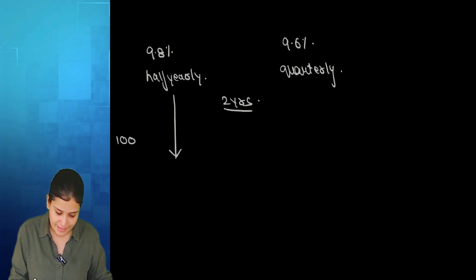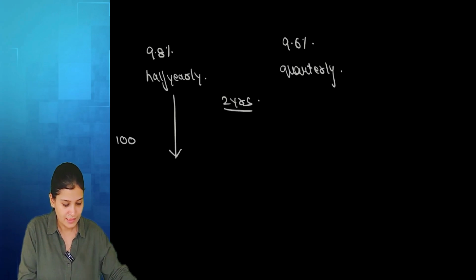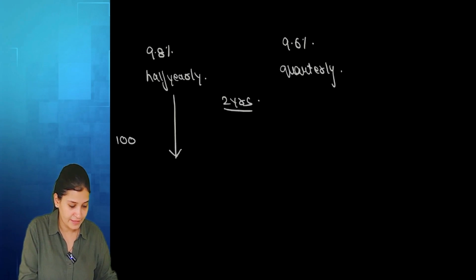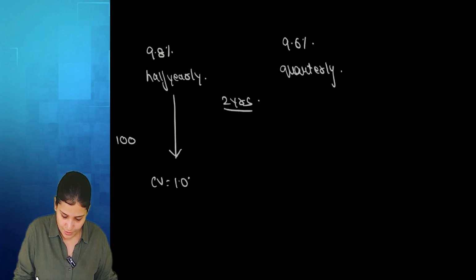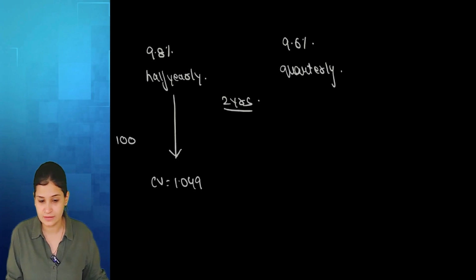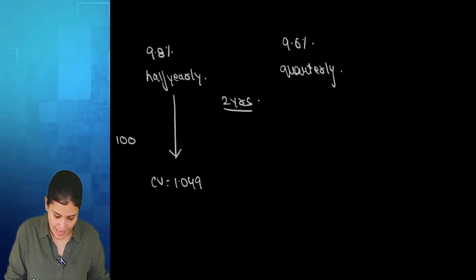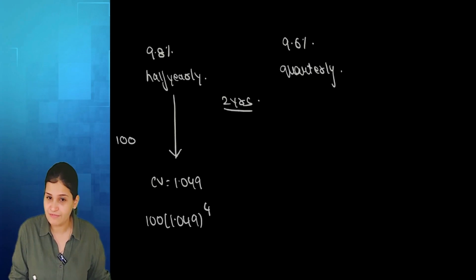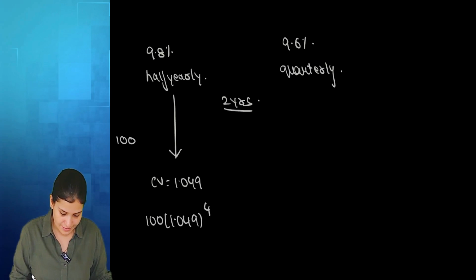How much will I take the rate? I'll divide the rate by 2, 9.8 by 2, divided by 100 and add 1. So my compounding value is 1.049. Do you all agree? Yes, ma'am. And I'm going to calculate it 4 times for 2 years, so 4 half yearly installments. Answer.